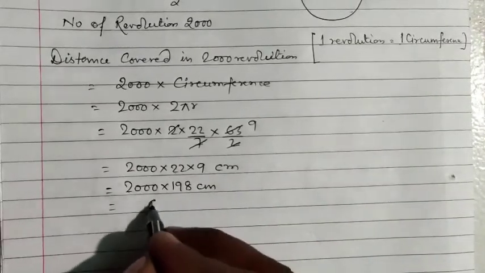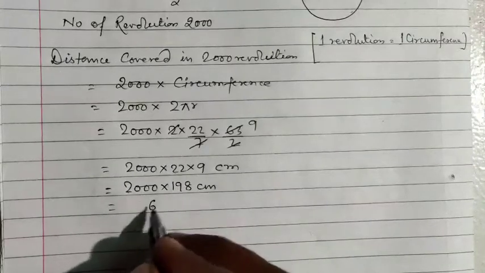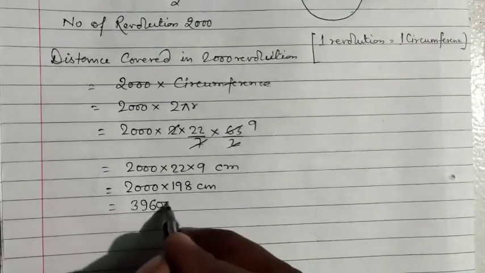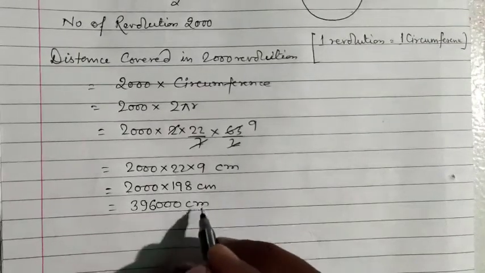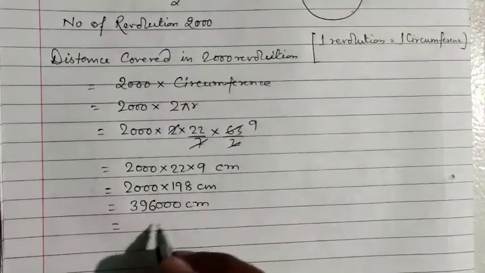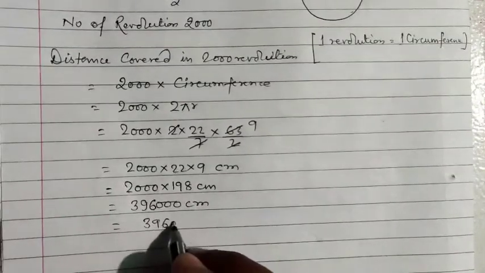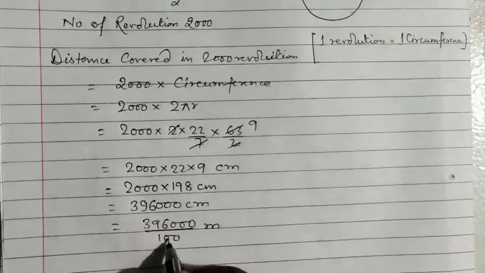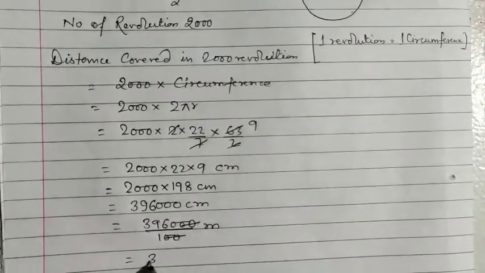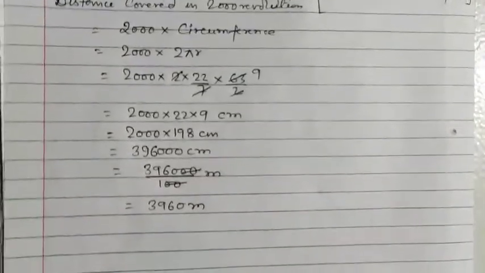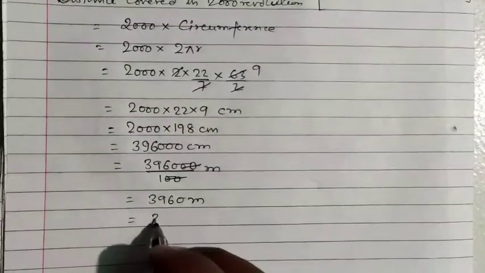2 8s are 16, 6, carry 1, 2 9s are 18, 19, 9, carry 1, 2 1s are 2, 1, 3. It is 396,000 centimeter. Now we have to calculate our answer in kilometer. First we will convert into meter. 396,000 divided by 100 will be converted into meter. The zeros are cancelled. It is 396,000 divided by 100, which is 3960 meter.